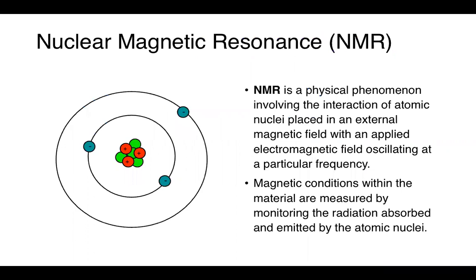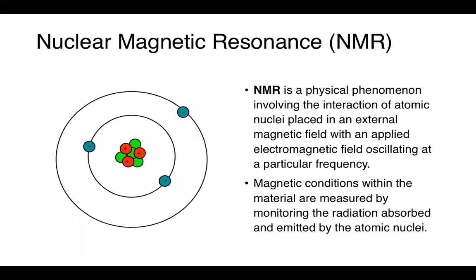So nuclear magnetic resonance. NMR is a physical phenomenon involving the interaction of atomic nuclei placed in an external magnetic field with an applied electromagnetic field oscillating at a particular frequency. Magnetic conditions within the material are measured by monitoring the radiation absorbed and emitted by the atomic nuclei. So what does that mean?